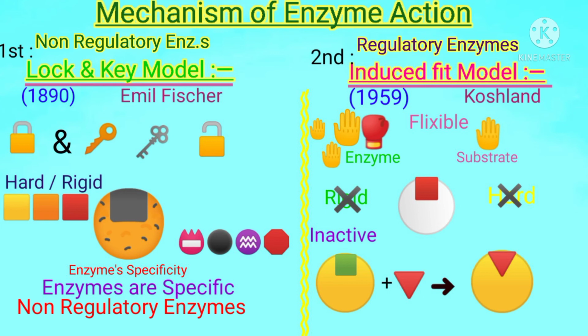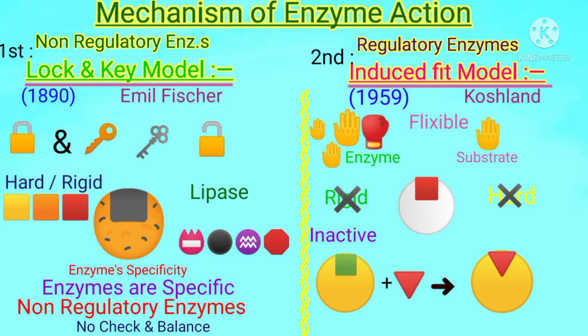So the lock and key model represents enzymes that are non-regulatory enzymes. So, there is no check and balance for them. An example of a non-regulatory enzyme is lipase.